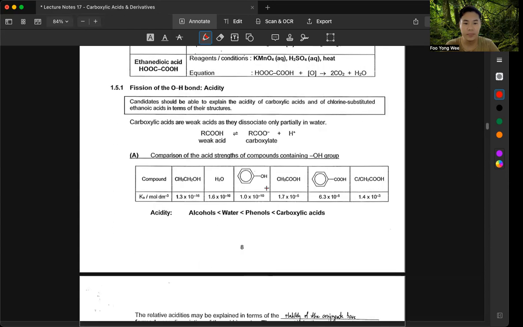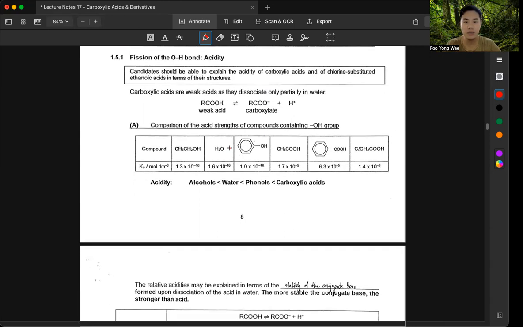Now, this is something that you learn in O-level about why carboxylic acids are weak, because they dissociate partially. And we recap the comparison of acid strengths between those organic compounds that have an OH group. Based on their Ka values, we will see that this one has the highest Ka, but you have a Cl here. So the halogen here is electronegative, so it actually withdraws electrons and stabilizes the anion.